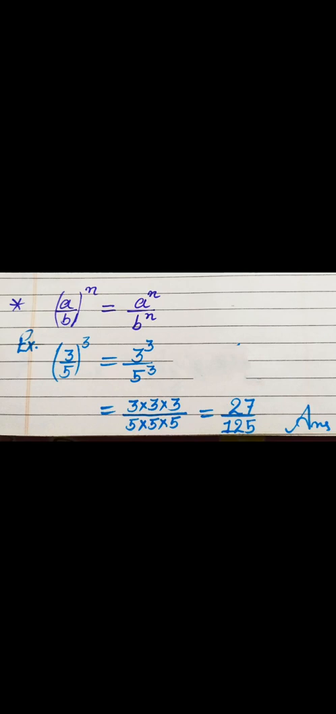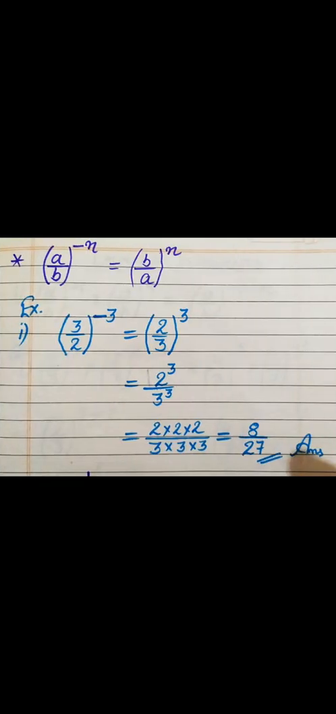Now next is, if a rational number a upon b has a whole power minus n, that is, a negative power, then how can we solve this? We will write the reciprocal of a upon b. The reciprocal of a upon b will be b upon a. Then this negative power will become positive, and now we can solve this easily. As you are seeing in the example, it is 3 upon 2 to the whole power minus 3.